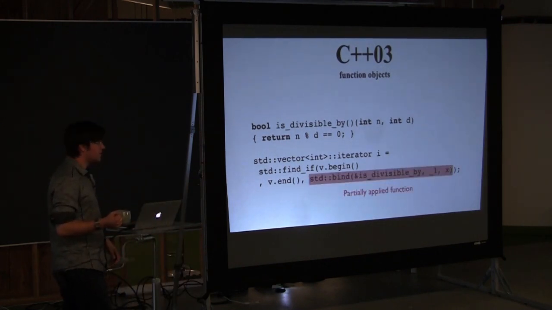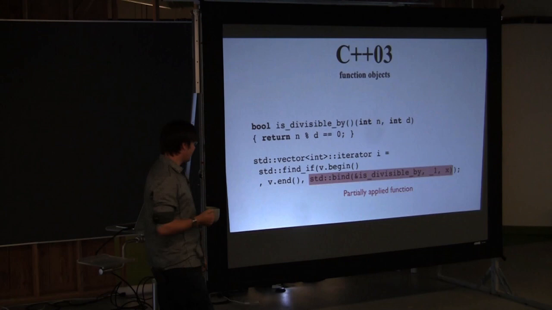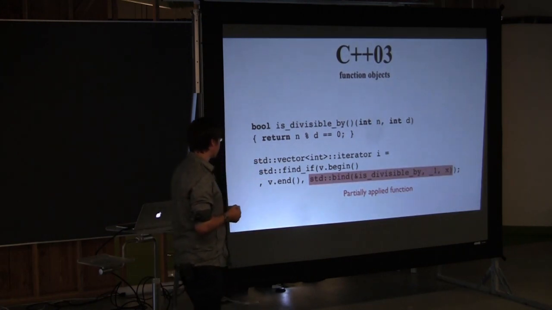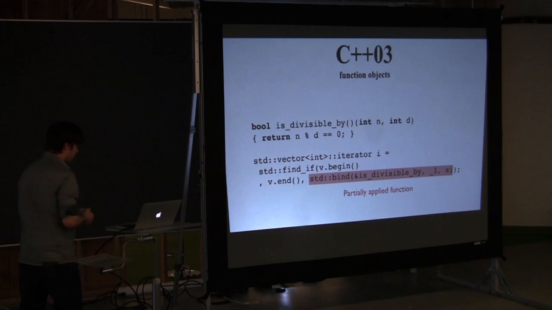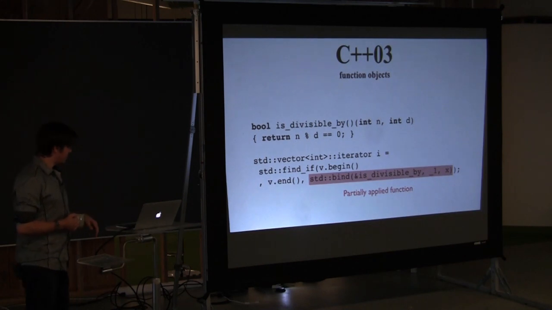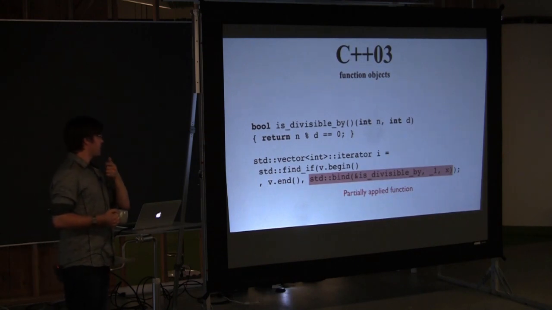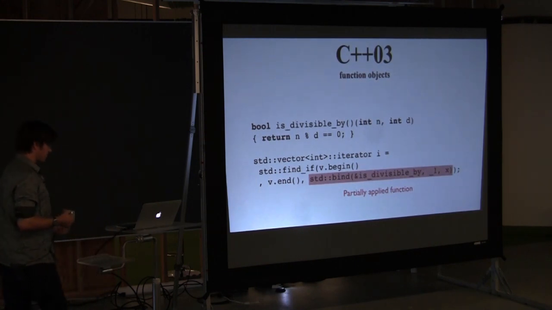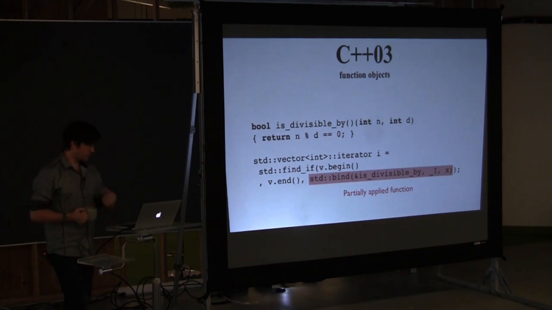Still ugly. Sorry? Still ugly. Yes. So this is also known as partially applied functions in the functional programming world, where, as I just described, you have a function that takes two arguments, you bind a value to one of the arguments, and it yields another function that takes a single argument with the one argument pre-applied.